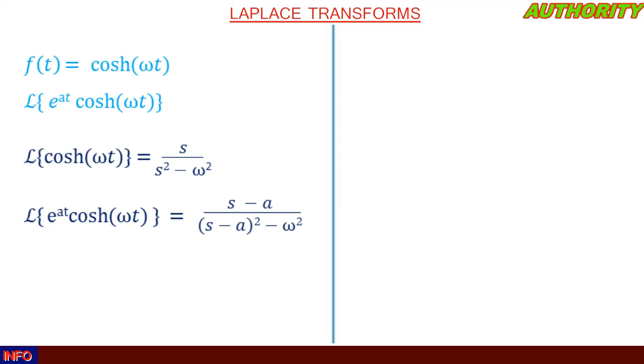In this case now, in our numerator we have s, it's going to give us s minus a. And then in the denominator we have s squared minus omega squared. So in place of s, we write s minus a squared minus omega squared. Is this clear? Good. Now let's take an example also to explain this.